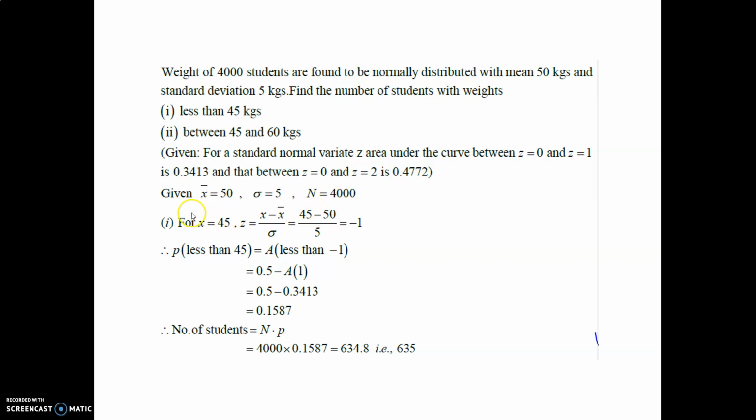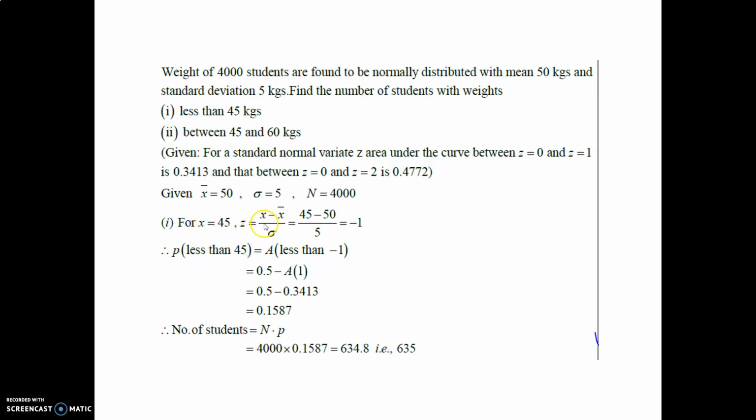0.4772. In this way, x bar is equal to 50, sigma is equal to 5, n is equal to 4000. So now we have already been given the hint: 0 to 1 is 0.3413 and z equal to 0 to z equal to 2 is 0.4772. It is a hint to evaluate the answer in this form. Let us find the z score for x is equal to 45.